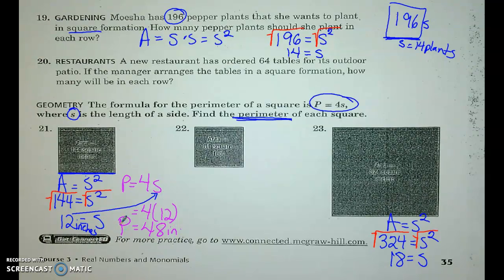Okay, same thing looking at number 23. P equals 4S. We have to take that side and plug it in for our S. So that's going to tell us to go 4 times 18, which tells us that the perimeter is 72 meters. That's our perimeter. Okay, so that finishes up our odds. You're going to go ahead and do the evens on your own.